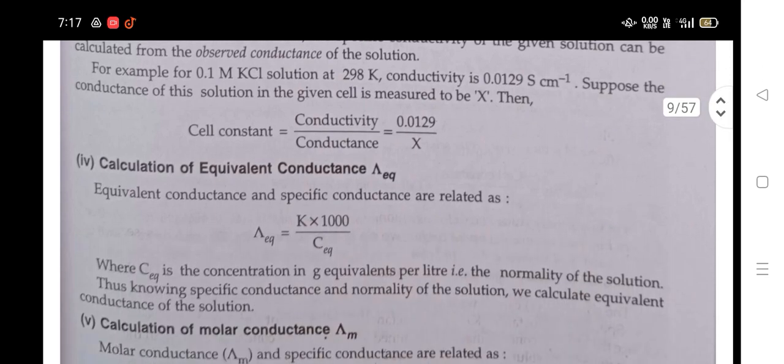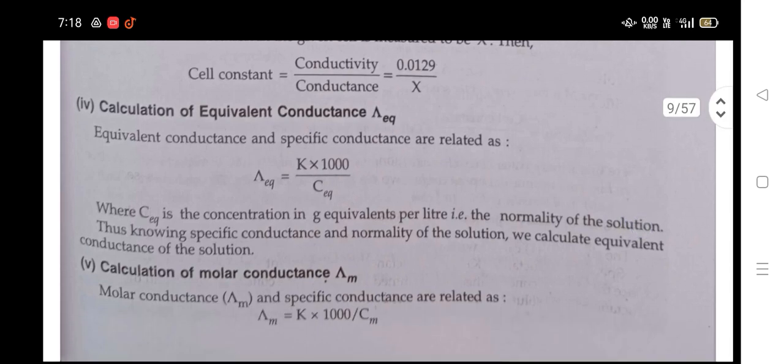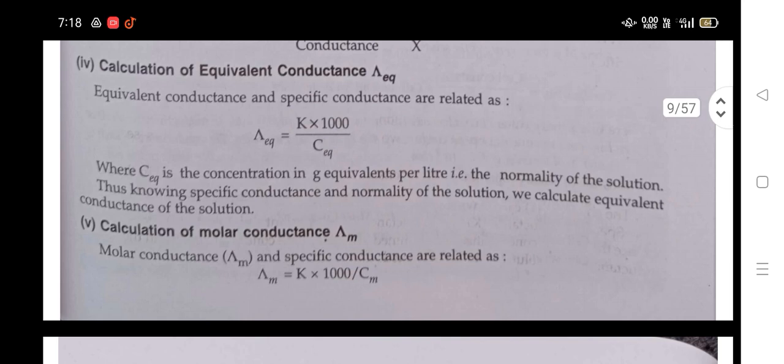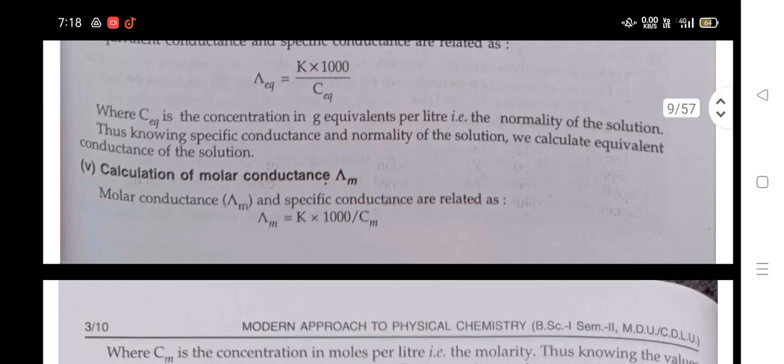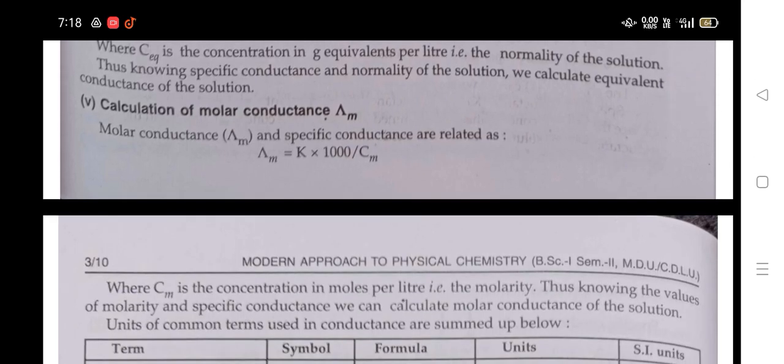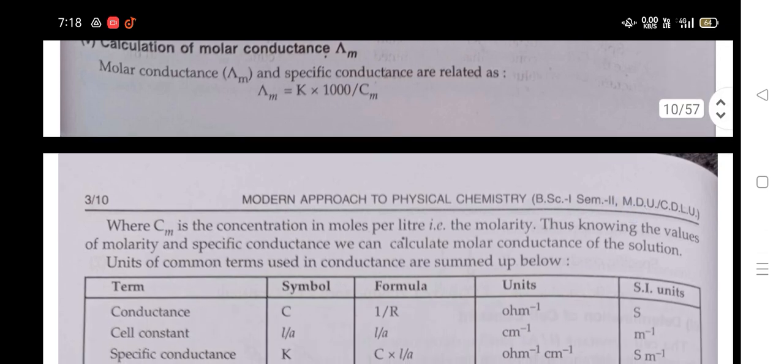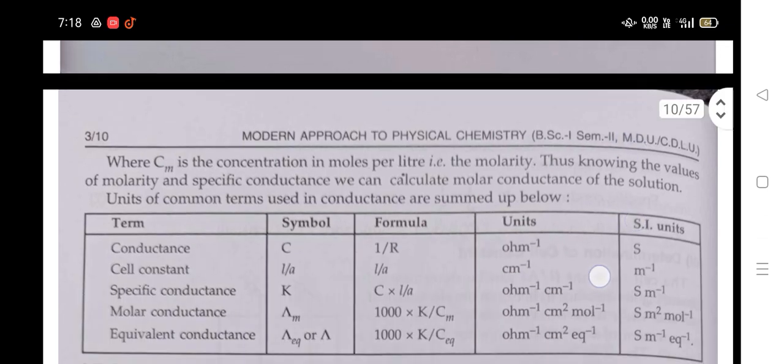Fourth, calculation of equivalent conductance. Equivalent conductance is equal to kappa multiplied by 1000 by C equivalent. C equivalent is the concentration in gram equivalents per liter, that is, the normality of the solution. Calculation of molar conductance. Molar conductance is equal to kappa multiplied by 1000 by Cm. Cm is the concentration in moles per liter, that is, molarity.